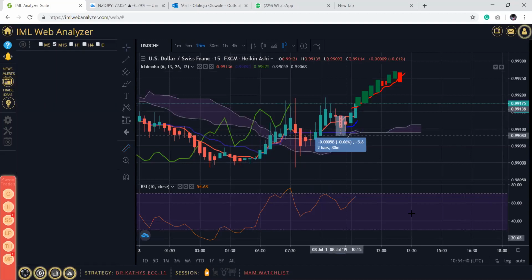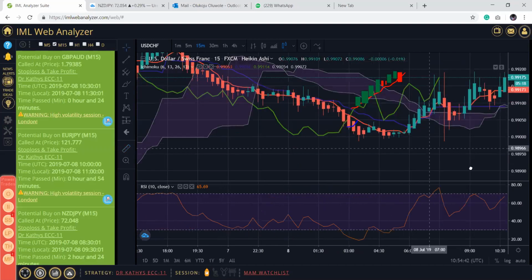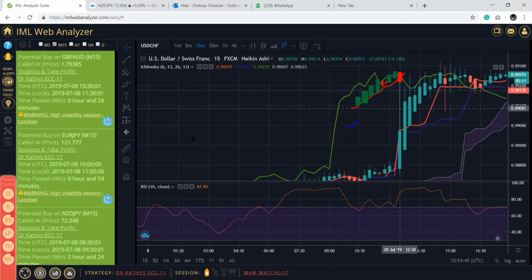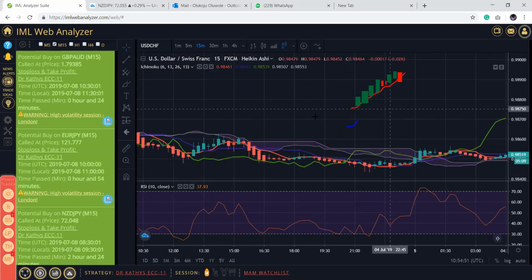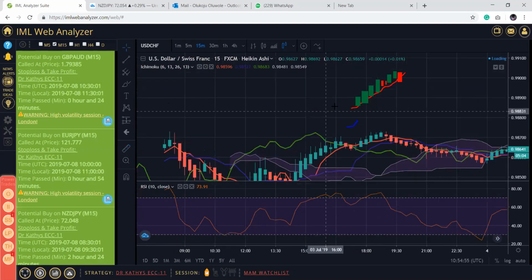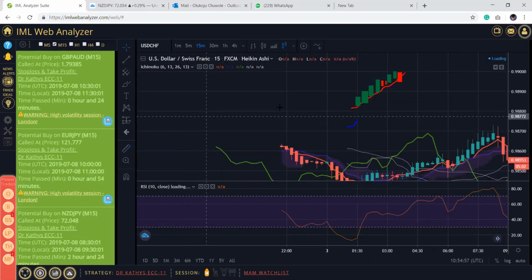I backtested it. That means I moved back to, I think, February. I started with February. Then I started testing it forward, looking at it. Will this actually work? And I started testing it.